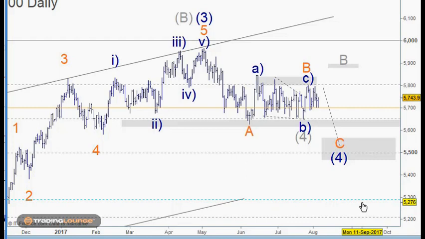I'm also aware of the possibility of this correction getting a bit larger, in terms of an A wave down to here, and then a B wave all the way over here. This would make this an A wave, a B wave here in a triangle, and then 5 waves up to make this wave C here, and then move down from here. So we've got a lot on our plate at the moment.